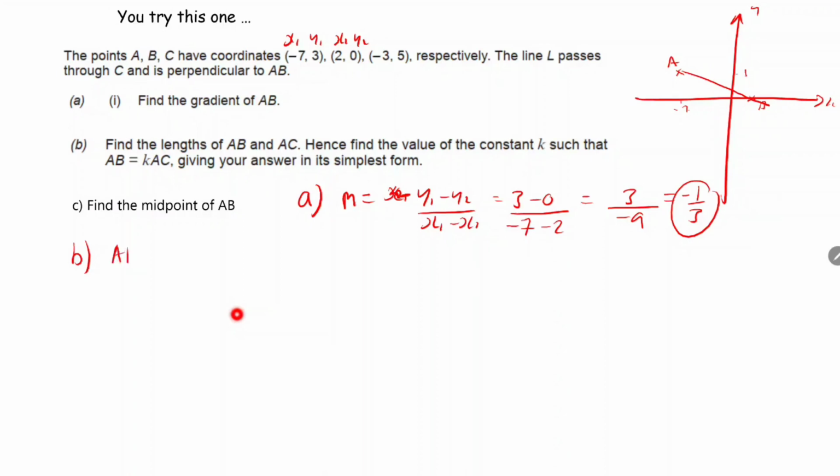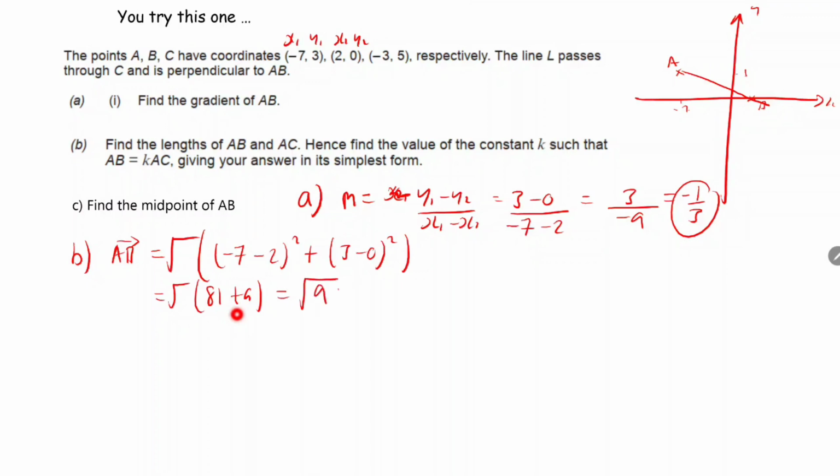So first one is to find the distance AB, which is equal to the root of minus 7 minus 2 squared plus 3 minus 0 squared, which gives us the root of minus 7 minus 2 is minus 9, minus 9 squared is 81, 3 squared is 9, which gives us root of 90. This simplifies to 3 root 10.